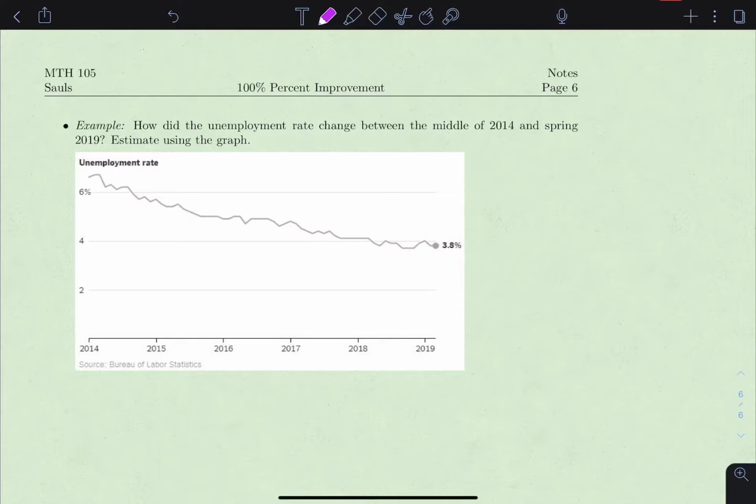So let's do this first example. We're going to discuss the change in the unemployment rate between 2014 and spring of 2019. The unemployment rate is measured in percent.